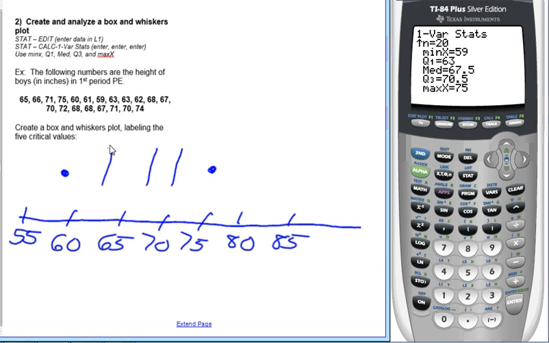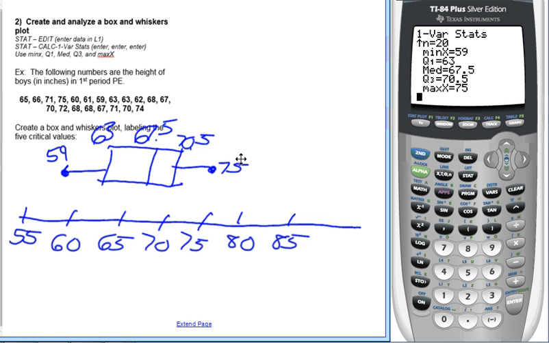All right, so again, I'm going to make it look a little bit neater. Here's my min, which was 59. Here's my Q1, which was 63. Q2, which is the median, 67.5. My Q3 is 70.5, and my max is 75. So that's my box and whisker. Those are the 5 points. You get them all directly from your calculator.